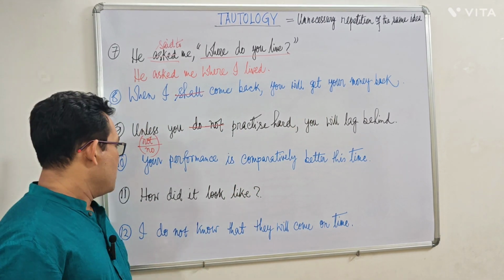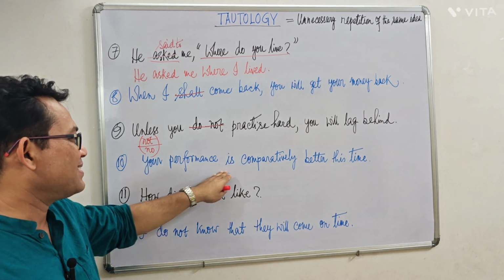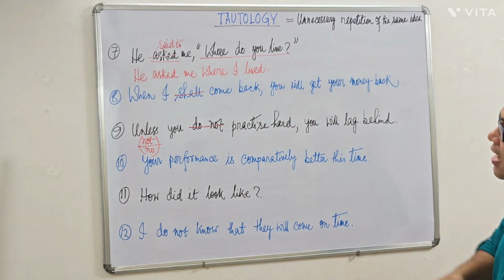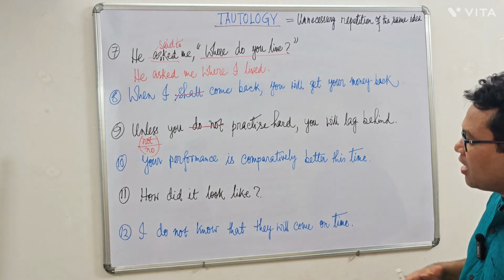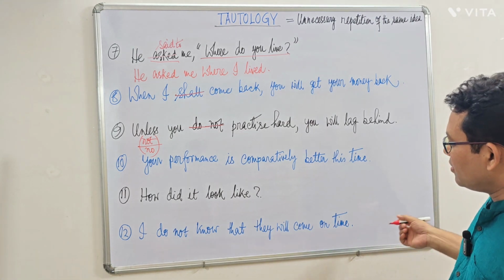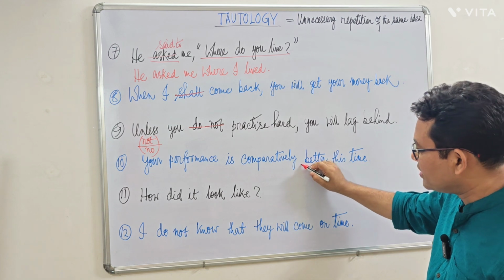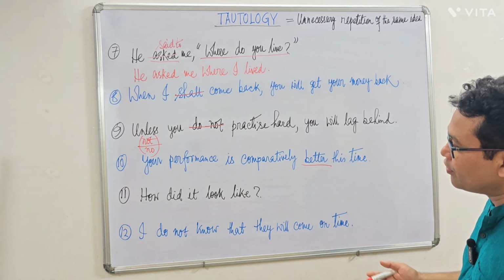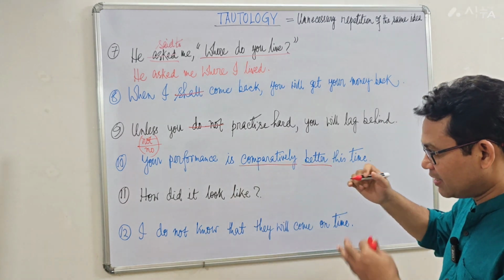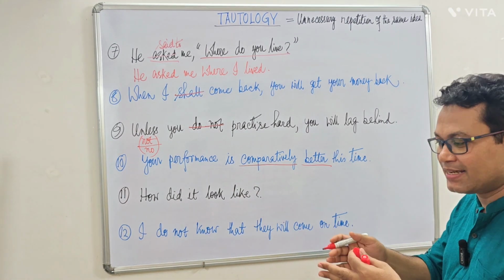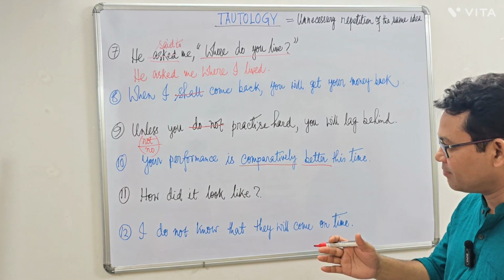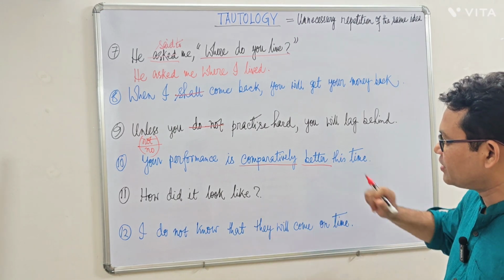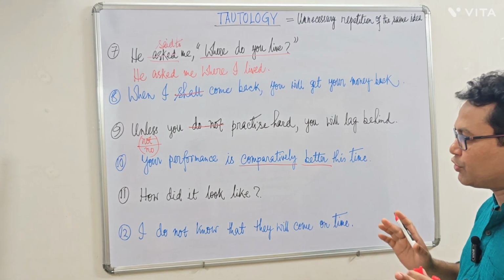Okay. Next, number 10: your performance is comparatively better this time. Now again we see that the idea of tautology is present over here. Now how? Here we have the comparative degree already in terms of better. Again we are having an adverb comparatively. So this adverb comparatively is indicating the idea of comparison. Again we are having the idea of comparison through the comparative degree better. So we have to retain any one of the two.